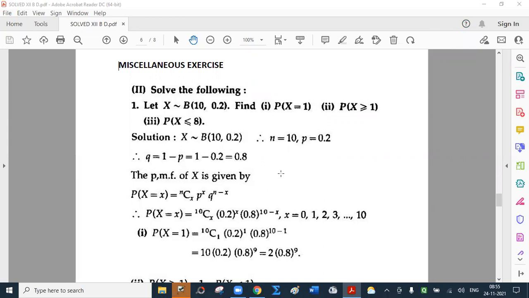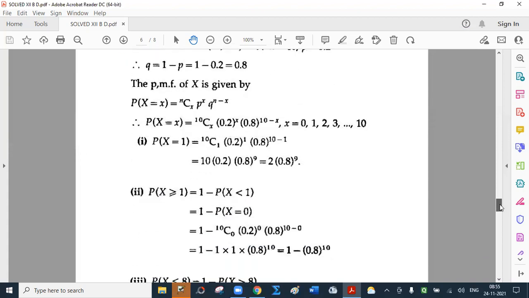So what is PMF? P of X equal to x is nCx, p raised to x, q raised to n minus x. But n equal to 10, values of p and q are known. So it is 10Cx, 0.2 raised to x, 0.8 raised to 10 minus x. First part, P of X equal to 1. So 10C1, 0.2 raised to 1 into 0.8 raised to 9.